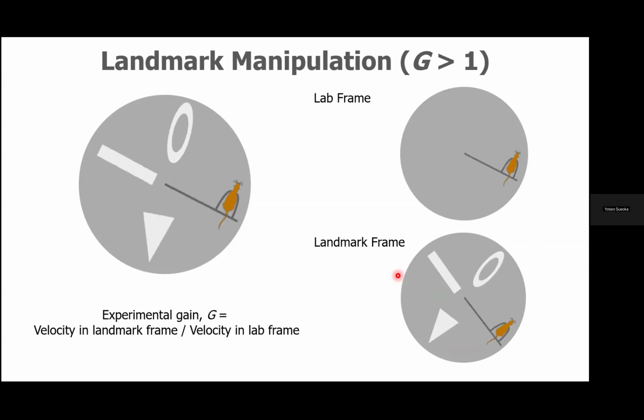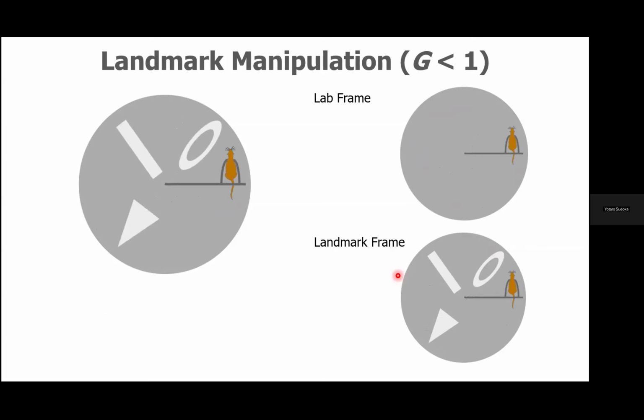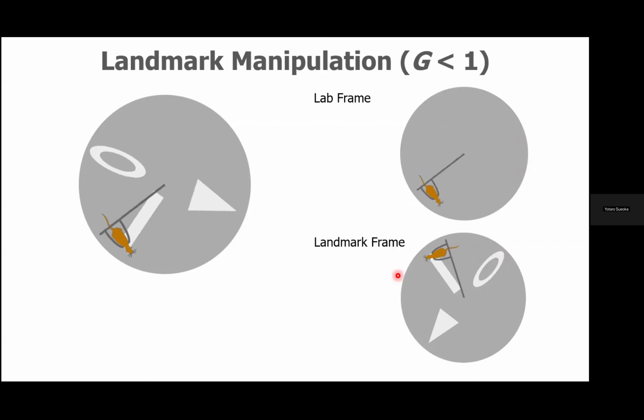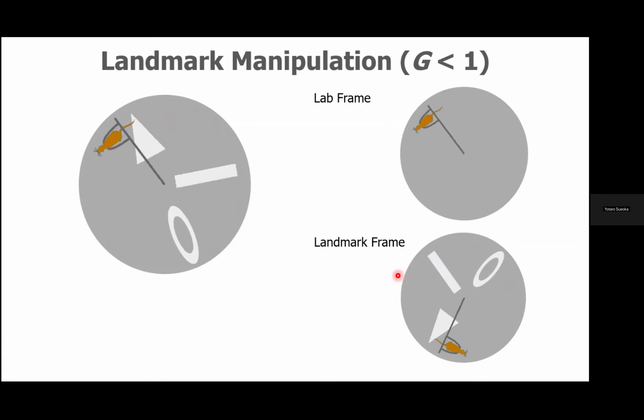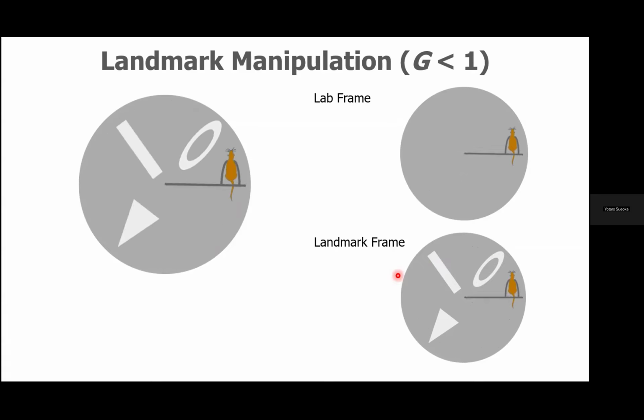And the converse is true for a gain less than one condition. In this case, now the visual landmarks will move in the same direction as the animal. So if you look at the landmark frame of reference, you see that the animal's perceptual speed is slower than its actual speed. So by using different types of gain, we can control the exact amount of conflict that animals receive between vision and path integration, and we can see what happens to its path integration computation.